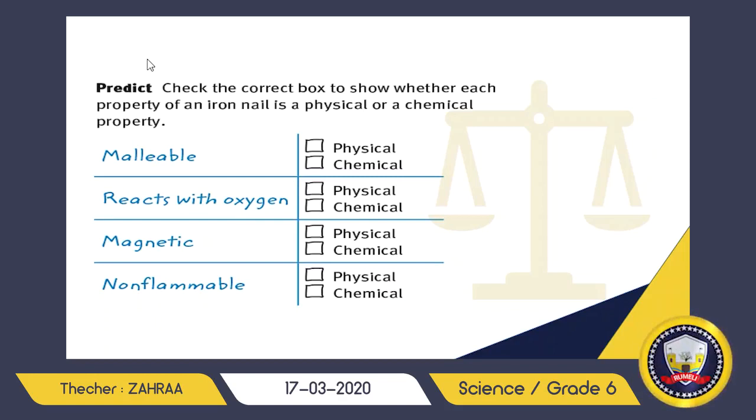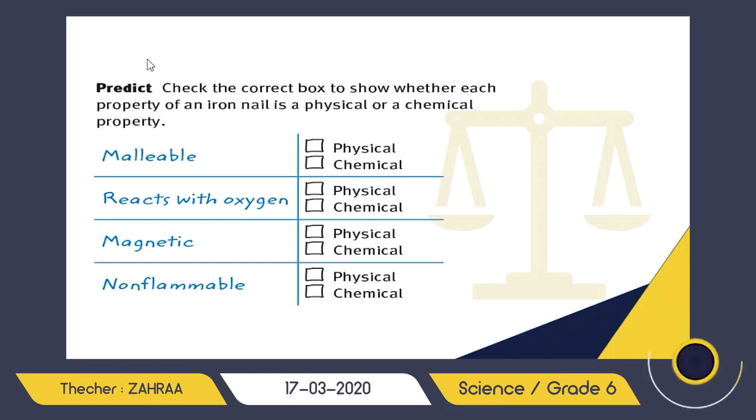Yes, malleable is a physical property. The ability of an iron nail to bend, called malleable, is a kind of physical property, as we discussed yesterday. Now let us move to the second property.